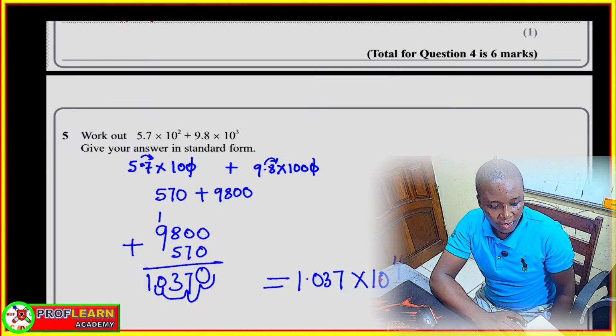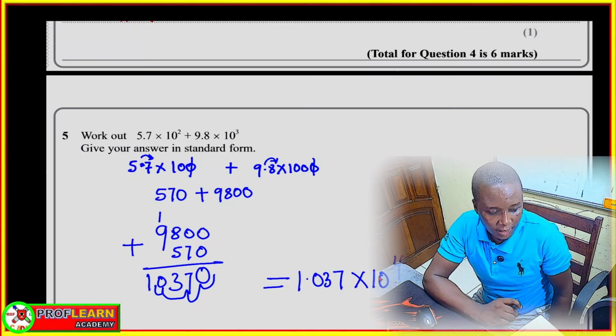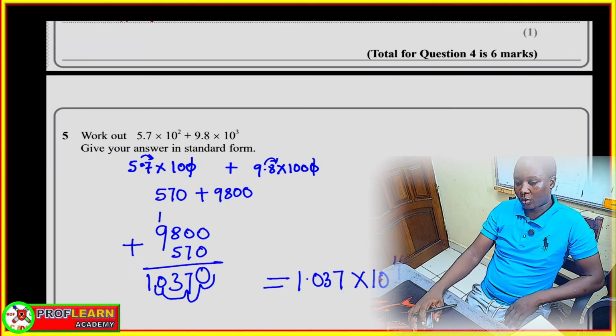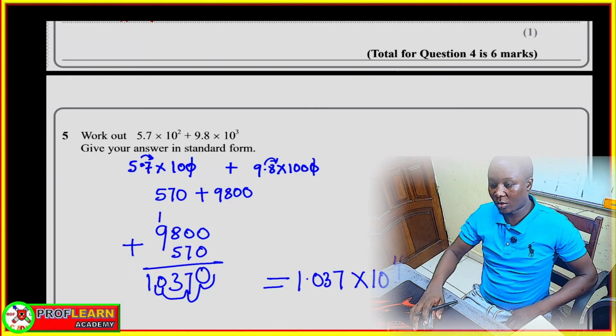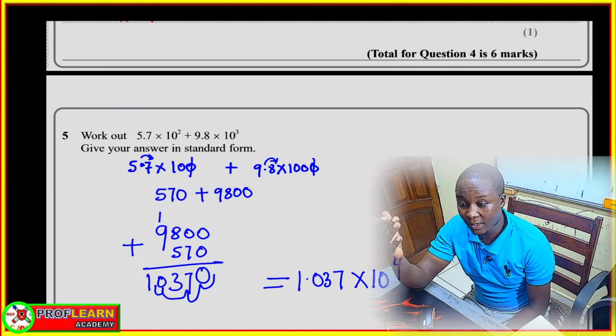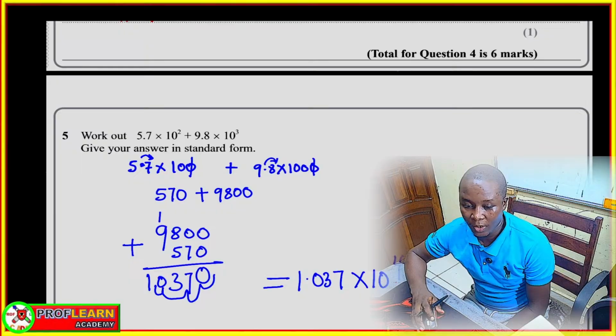So if you are given a question like that, that is exactly what you are supposed to do, because the first thing that you need to do is to convert that number to an ordinary number.